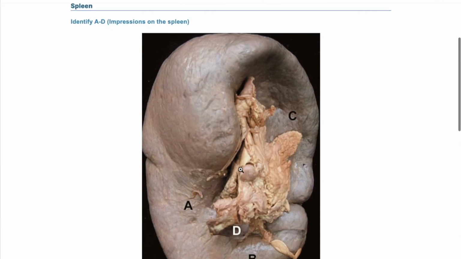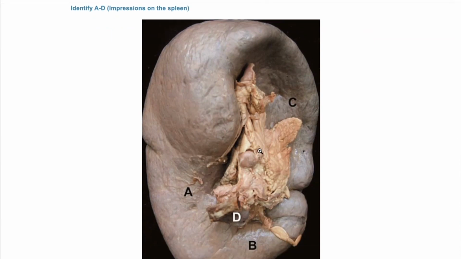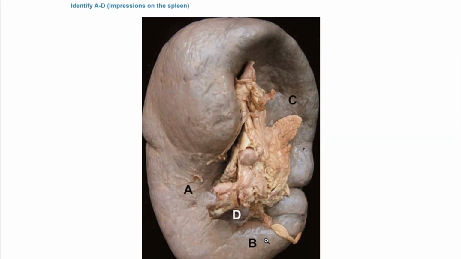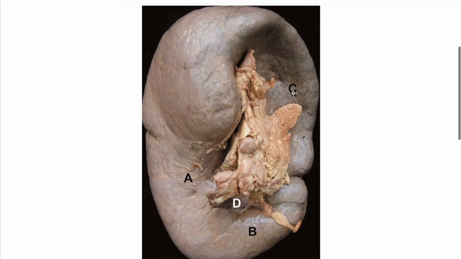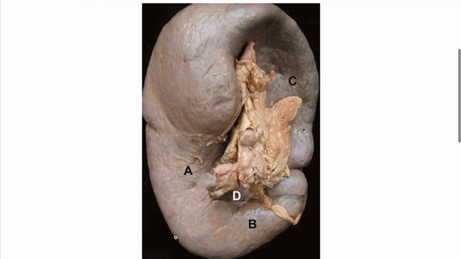All right, so starting with the first question, are you able to identify the impressions on the spleen for me? Can you identify A again? It's a renal impression. Okay, what about B? It's a splenic flexure impression, for the splenic flexure of the large colon. What about C? It's a gastric impression. And D? It's the hilum of the spleen.